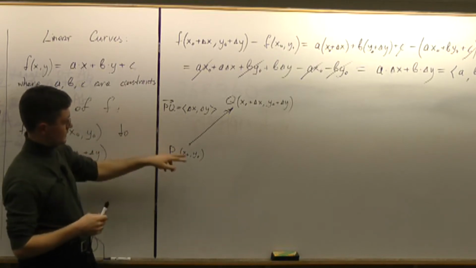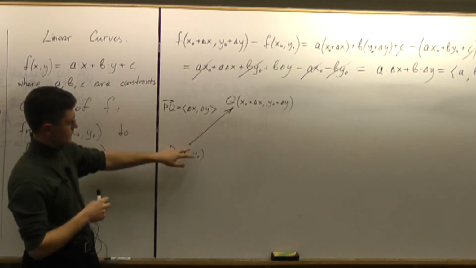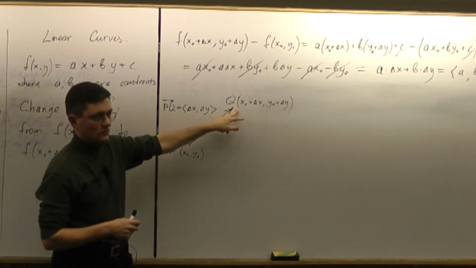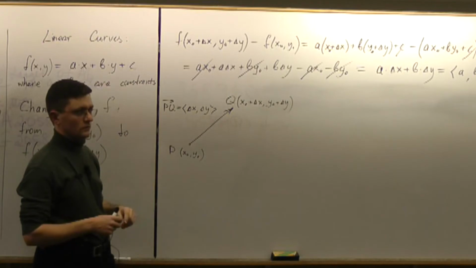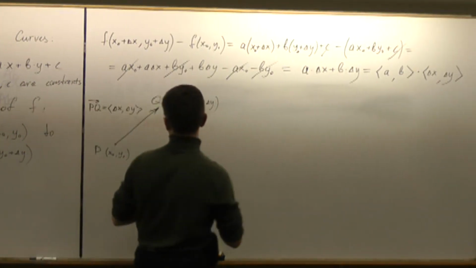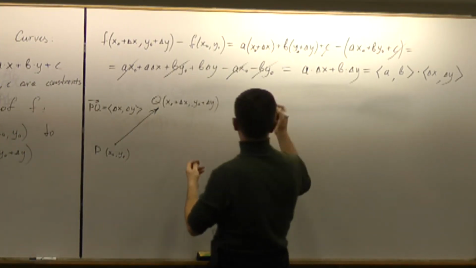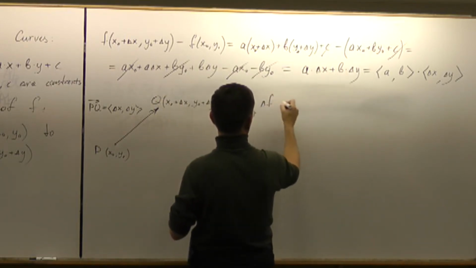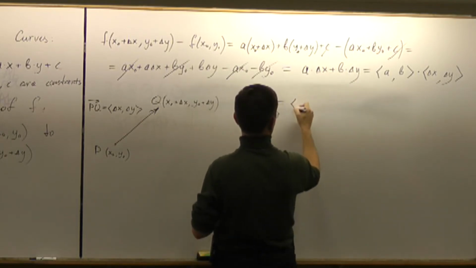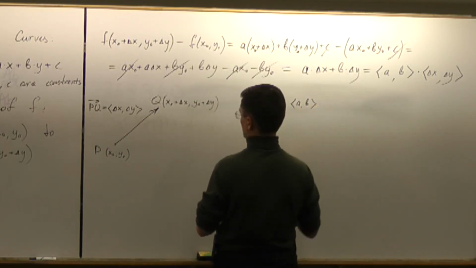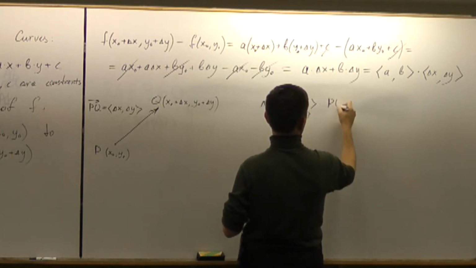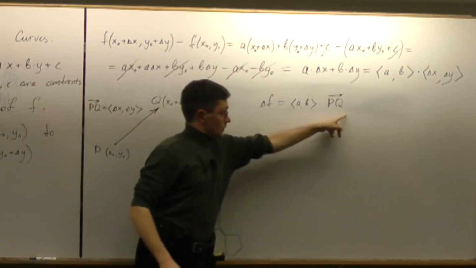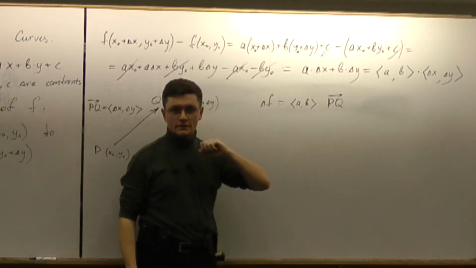So abstractly, if you think about a function that assigns a number to each point on a plane, if you want to change the values, change the points, well, that's the change involved in the plane, and the change involved in the values of f, this delta f, is exactly the dot product of AB times that vector PQ. And as I said, the problem is that we don't see that dot product.